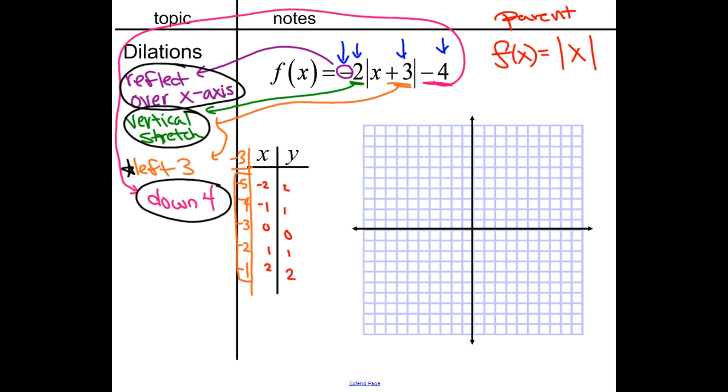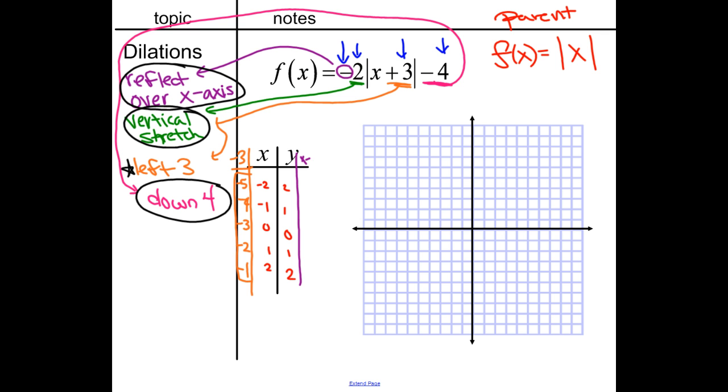Now we're going to change our y, and we're going to have to change our y 3 times. It doesn't really matter which one you choose to do first. So I'm just going to go from top to bottom. So first thing I'm going to do is reflect over the x-axis. When I reflect over the x-axis, that means that I need to multiply by -1.